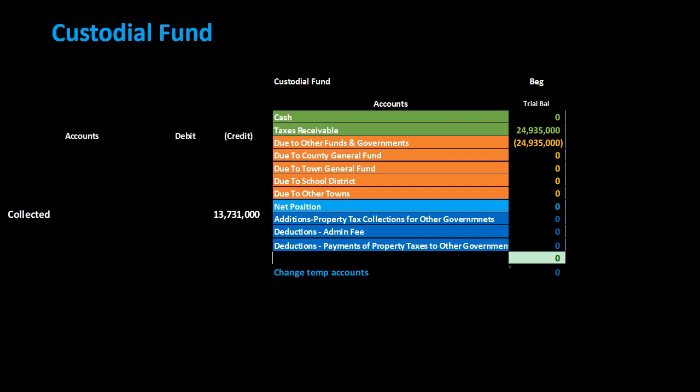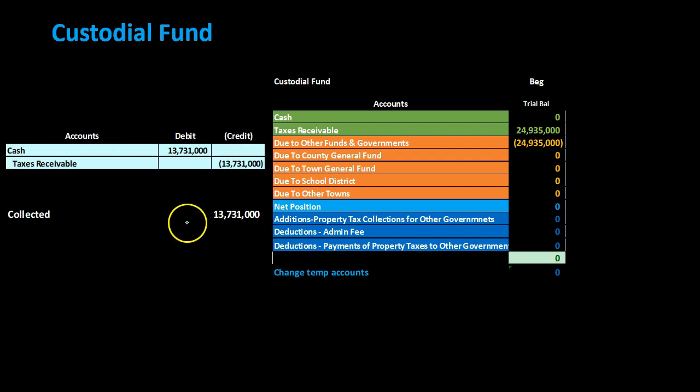Having this information, let's see what we have next in terms of the custodial fund, or how we're going to collect or record the collected amount of the 13,731 in the custodial fund. We're going to say first, cash is received. So we'll increase cash, and we're going to decrease the receivable that we had. So we had the receivable on the books at the 24, the full amount that we basically can think of as similar to invoicing, and then we collected cash for it.